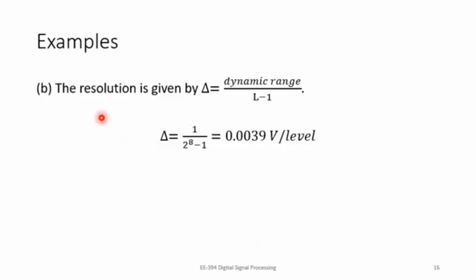Part B, we were asked to calculate the resolution, and the resolution formula we have been seeing repetitively. That's delta equals dynamic range divided by L minus 1. Dynamic range is 1 divided by 2 raised to power 8, because it was an 8-bit converter. So 2 raised to power 8 minus 1, and you solve it, you get 0.0039 volts per level as a quantization step, or quantization resolution.